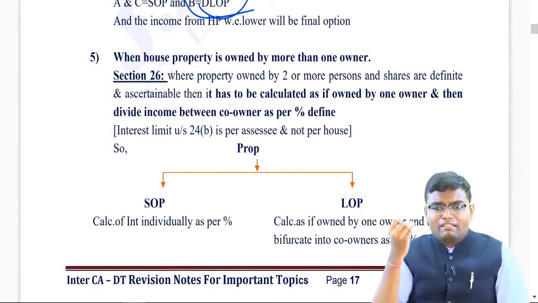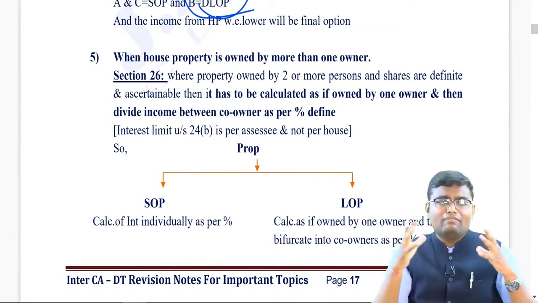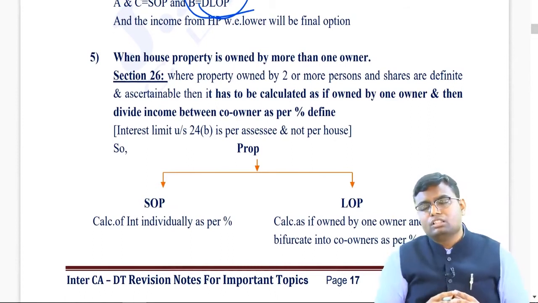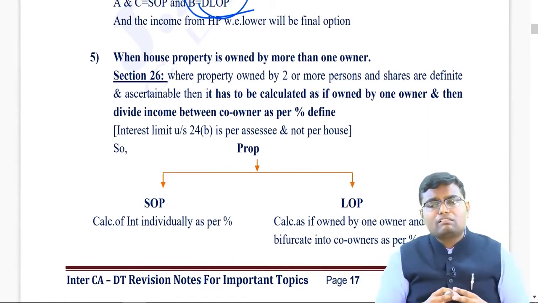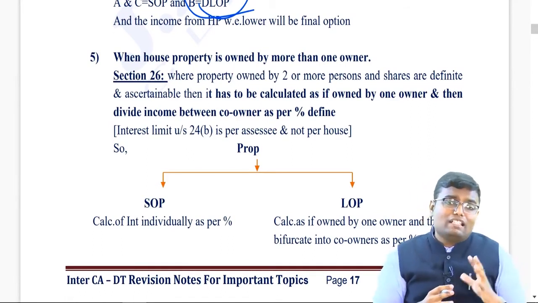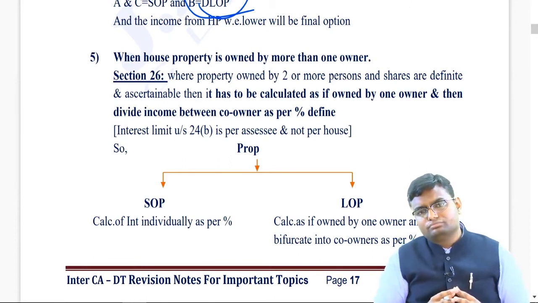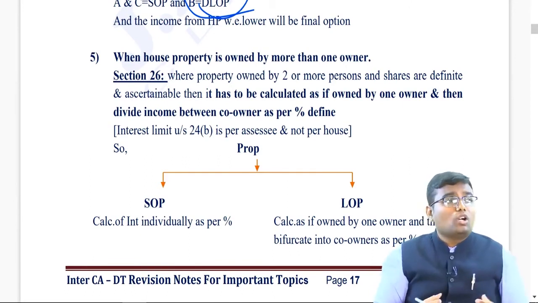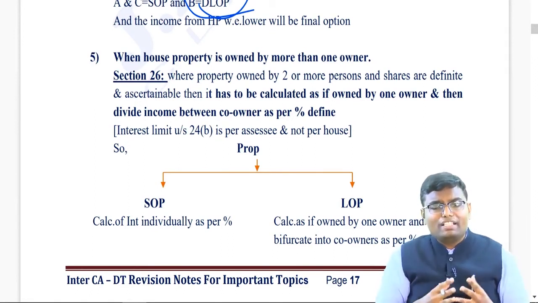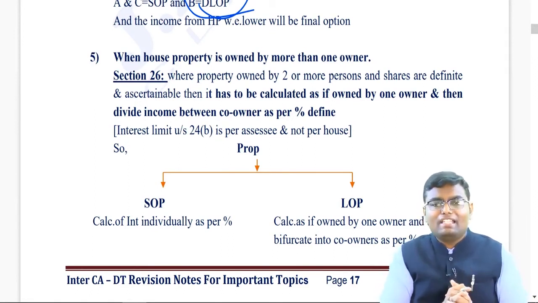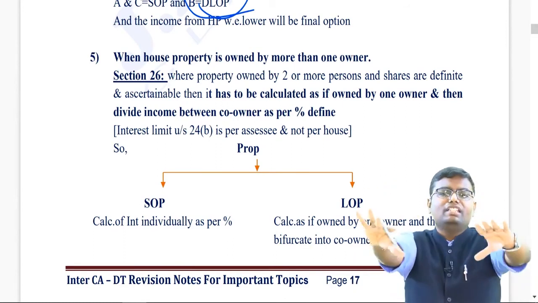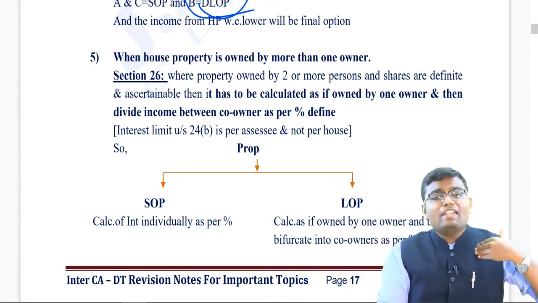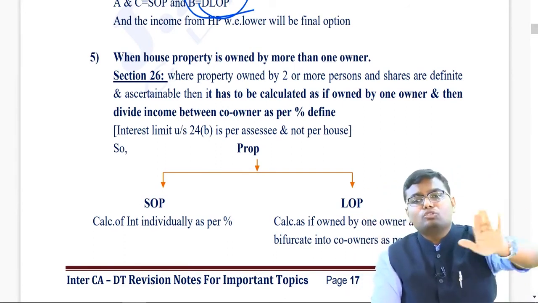Then, what if the property is owned by more than one owner? Let's say me and Mr. Akshay, we both are co-owners. The property is used as a self-occupied property. Let's say we both have 50-50% share. So whatever loan we have taken on this property, whatever interest we are paying, I will get 50% deduction, he will get 50% deduction. I will get up to 2 lakh, he will also get up to 2 lakh, simple.